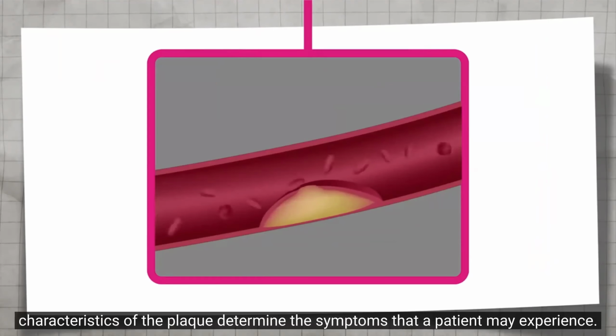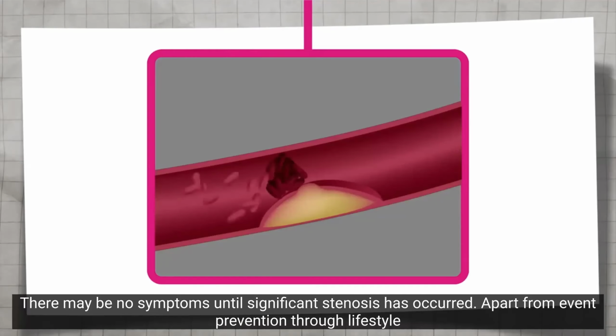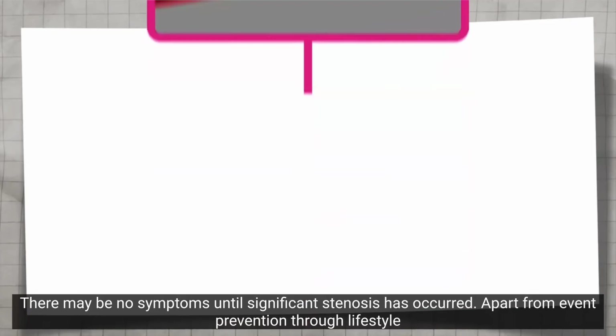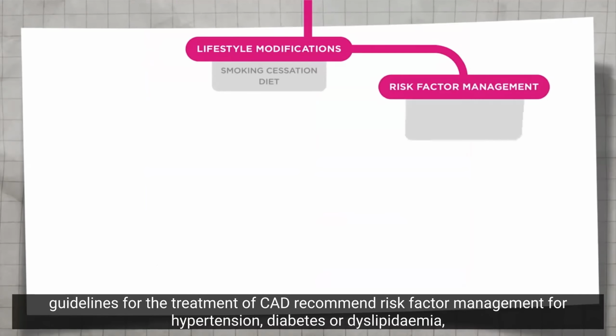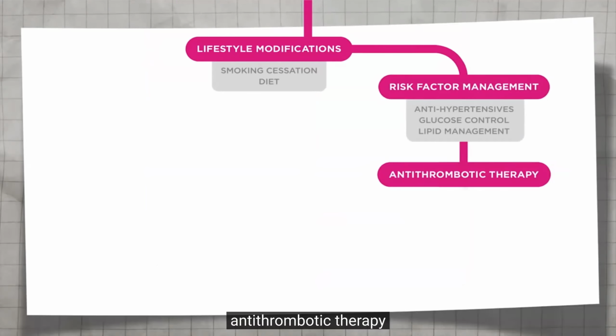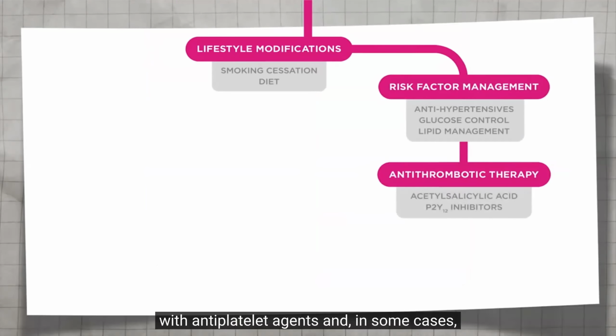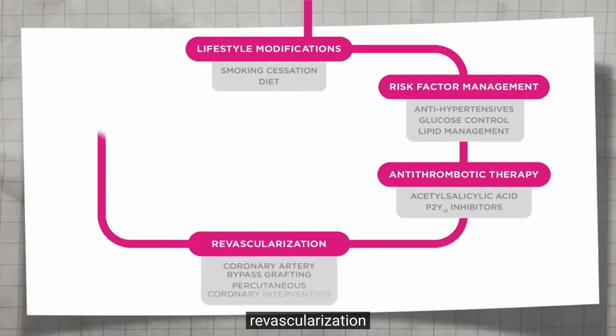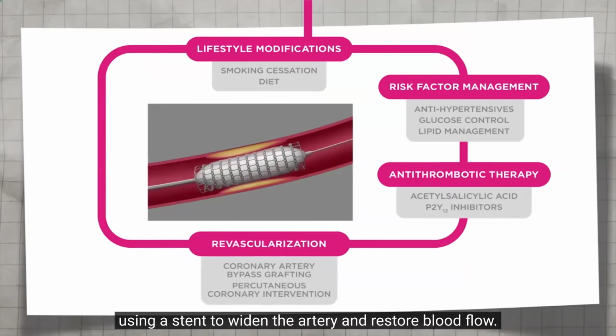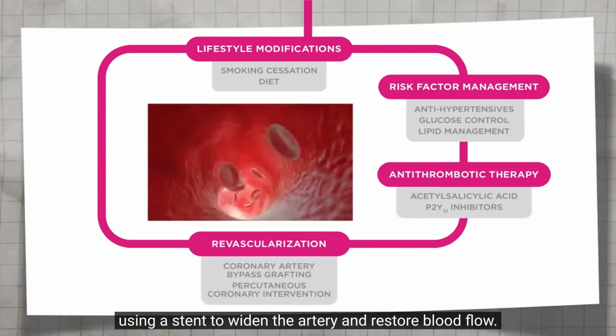The degree of stenosis, or narrowing of the arteries, and characteristics of the plaque determine the symptoms that a patient may experience. There may be no symptoms until significant stenosis has occurred. Apart from event prevention through lifestyle modifications, such as smoking cessation and dietary changes, guidelines for the treatment of CAD recommend risk factor management for hypertension, diabetes or dyslipidemia, antithrombotic therapy with antiplatelet agents, and in some cases revascularization, using a stent to widen the artery and restore blood flow.